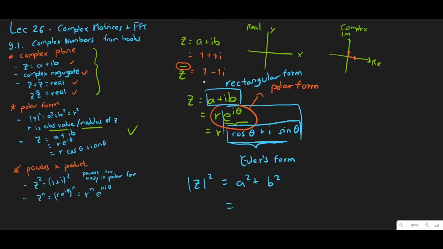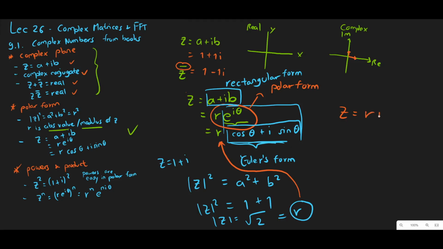So in the case of this example, if z is 1 plus i, then this is z squared, and the magnitude, or the absolute value, or the modulus, is the square root of 2, and this is also what we call r. So r is what goes here in the polar form, as you can see. Let me write that again: the polar form of z is r e to the power of theta i.